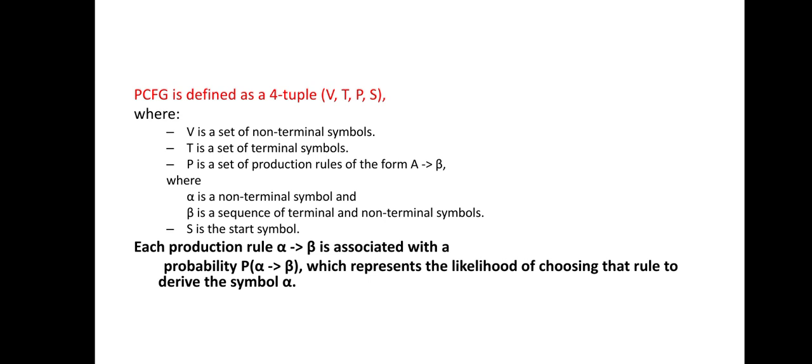So P of alpha producing beta is the probability of producing beta from alpha, which represents the likelihood of choosing that rule to derive a symbol alpha or a sentence.